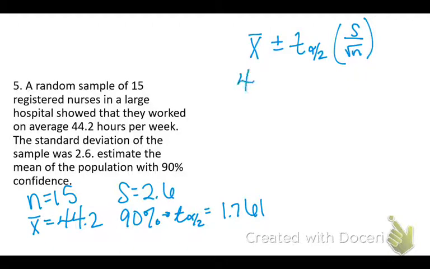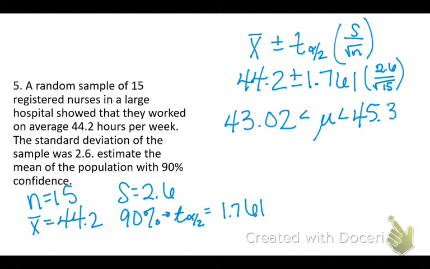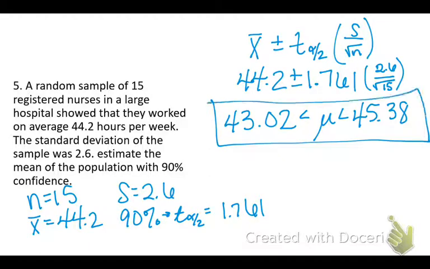So this should be 44.2 plus or minus 1.761 times our standard deviation, which is 2.6, over the square root of 15. I can use my calculator to type all of that in, and it should equal 43.02 between that and 45.38. And then this becomes my answer. So it's the same process as 7-1. It's just now you have to use a different formula because you don't know what your standard deviation is.